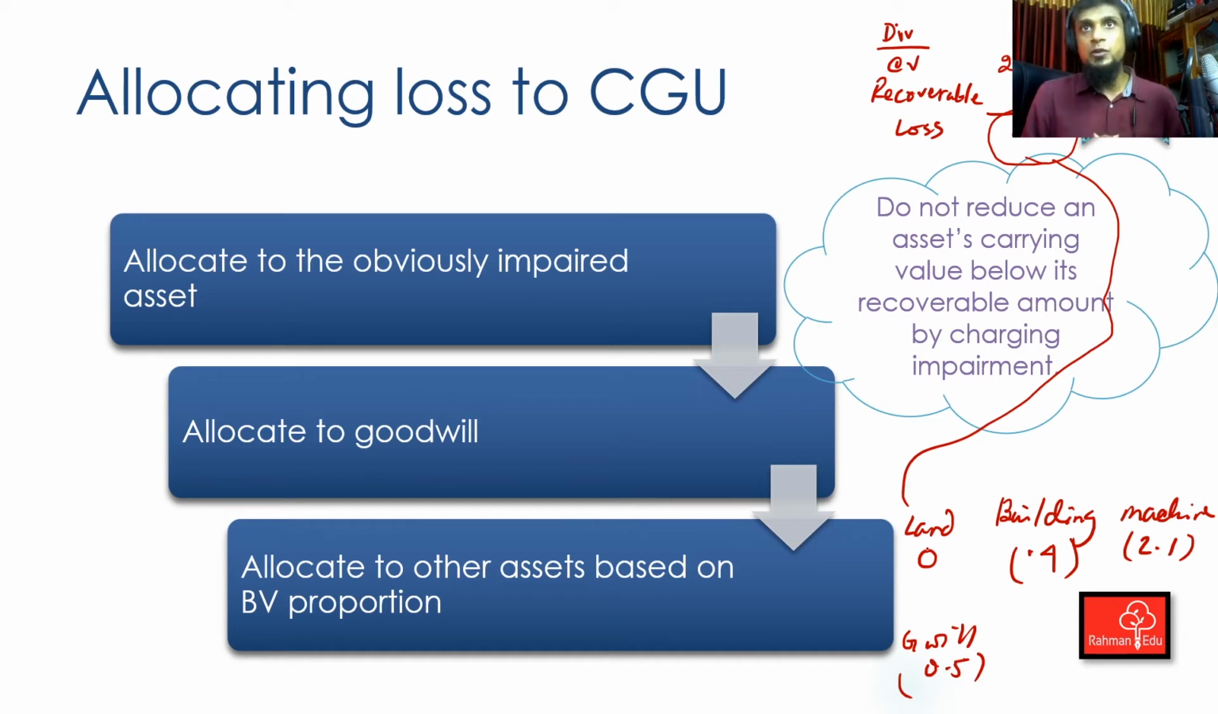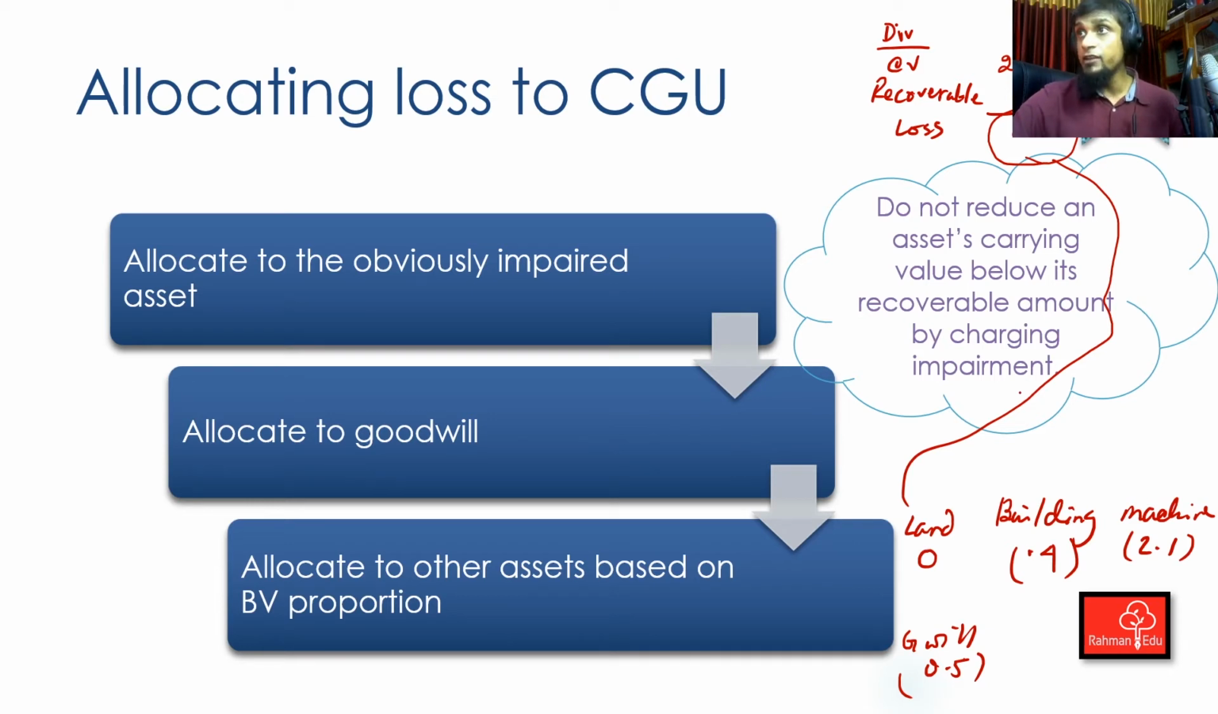And after putting the loss in the goodwill, if you still have more loss, then put it in other assets that are under the scope of IAS 36 based on the pro rata of their book values. If the asset is big, it will take more loss. If the asset is small, it will take less loss. All right then. So you got that, hopefully.